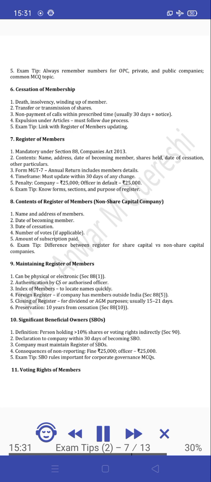9. Maintaining register of members. 1. Can be physical or electronic, Sec 88(1). 2. Authentication by CS or authorized officer. 3. Index of members, to locate names quickly. 4.